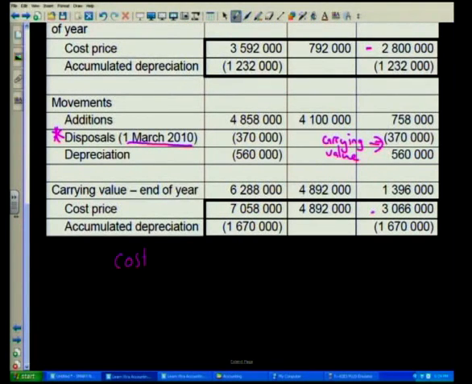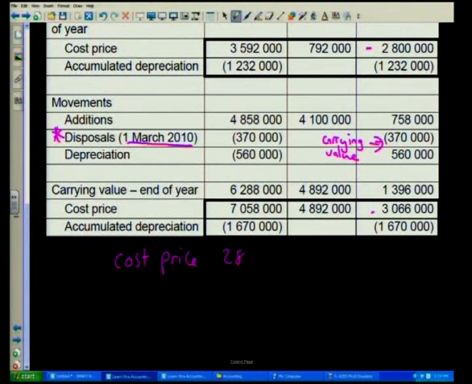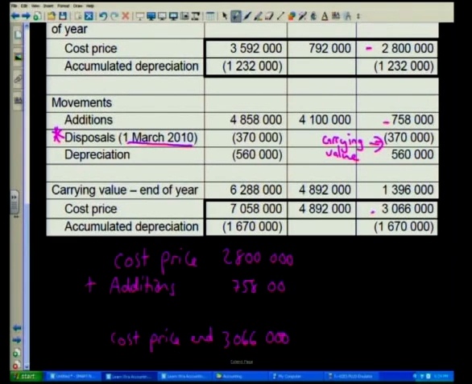We start with the cost price at the beginning of the year. So the cost price at the beginning of the year was this 2,800,000. Let's write it in. 2,800,000. And we know that the cost price at the end of the year was 3.066 million. Now to that, we add our additions, and our additions were given to us at 758,000. Remember that additions always take place at the cost price. So that was 758,000 Rand.